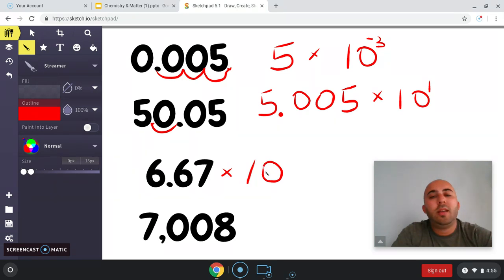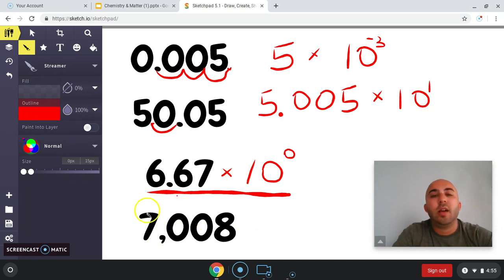Well, we know that any number times 1 is itself. And so how would I multiply by 1 in this case? Well, that's actually 10 to the 0. 6.67 times 10 to the 0 gives me 6.67. But now this entire thing here is expressed in scientific notation. If you don't believe me, go ahead and plug it into your calculator.